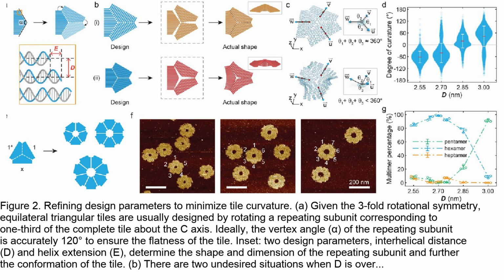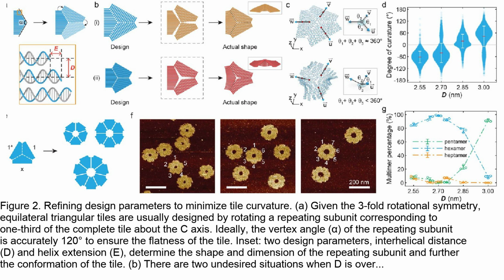4 equilateral triangular tiles with different values of d, ranging from 2.0 to 3.0 nanometers, were designed and their curvature was quantitatively analyzed using a coarse-grained model. The results showed that the degree of tile curvature decreased initially as d increased from 2.0 to 2.5 nanometers, but then increased as d further increased to 3.0 nanometers. Based on experimental annealing results, the optimal range for d was determined to be 2.0 plus or minus 0.1 nanometers.